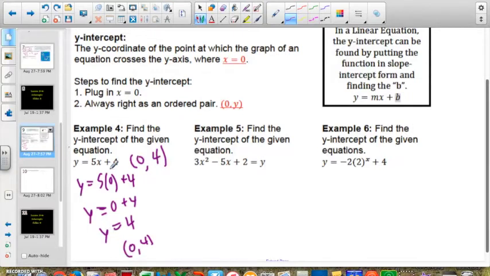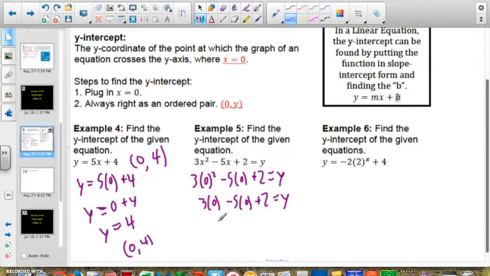Alright, let's jump into an example of a quadratic. So again, we're going to follow the same strategy. We're going to plug 0 in anywhere we see an x. In this case, we're going to see it in two different situations. Now, 0 squared is going to be 0. So we're going to have 3 times 0 minus 5 times 0 plus 2 equals y.